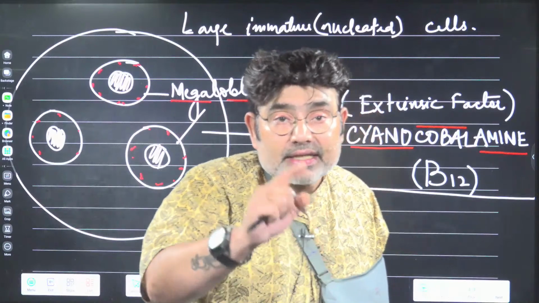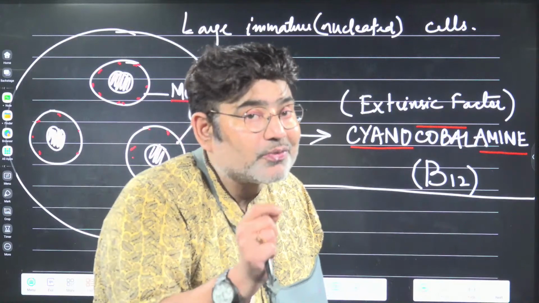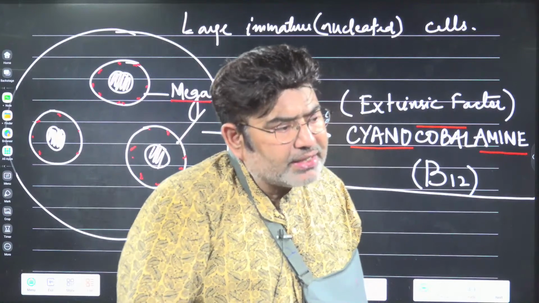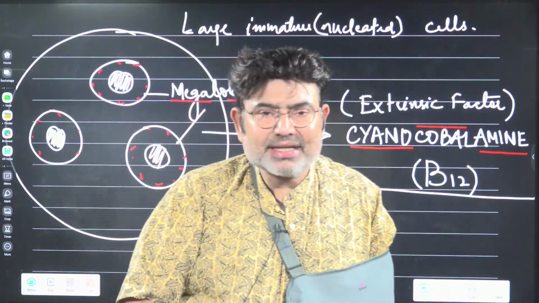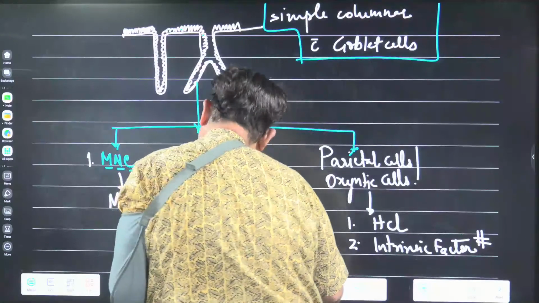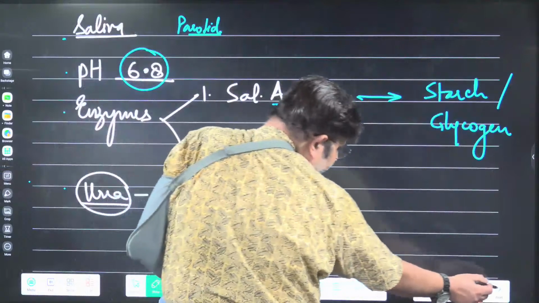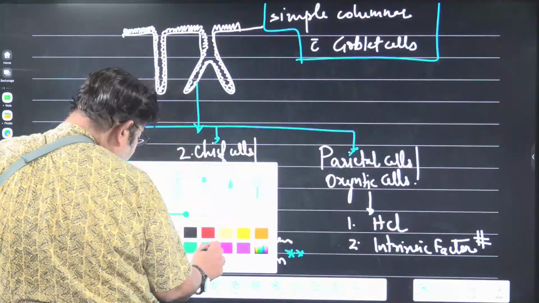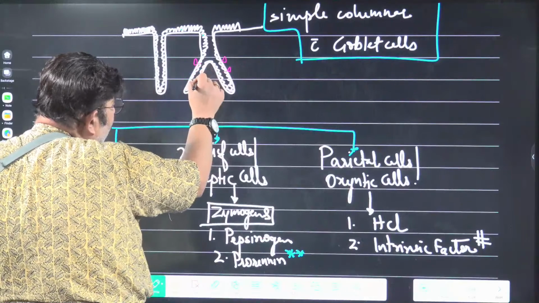Then they found that there is a substance called intrinsic factor, and this intrinsic factor is actually produced from the stomach. And then it became very easy for them to find that this is produced by oxyntic cells or parietal cells. They are called parietal because they are found in the parietes. So if I make this here, they are called parietal because they are here, just like this. They are parietal cells, also called oxyntic cells.